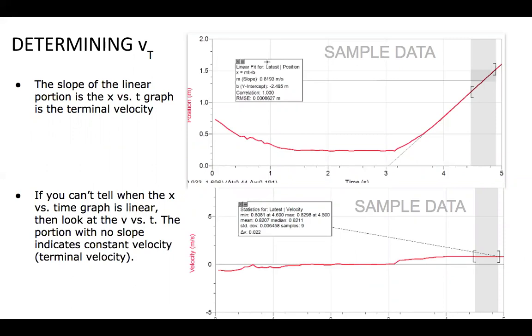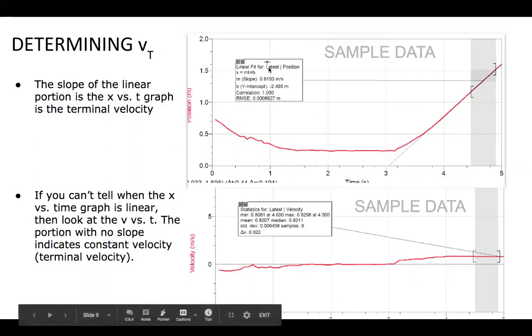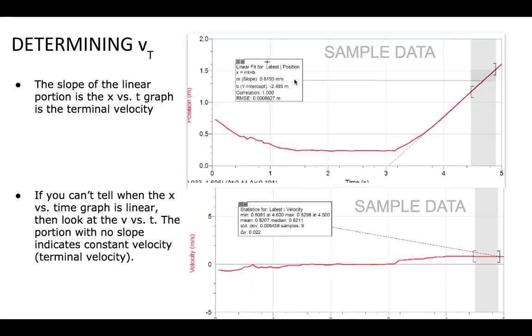And if you fit the linear portion of the position versus time plot with the linear fit program in Logger Pro, the slope of that is the terminal velocity. So for the first sample data plot, you would record the terminal velocity for that mass combination as 0.8193 meters per second. When I was initially doing this lab, one thing that I struggled with was determining when the position versus time graph was in fact linear and actually falling with constant velocity.